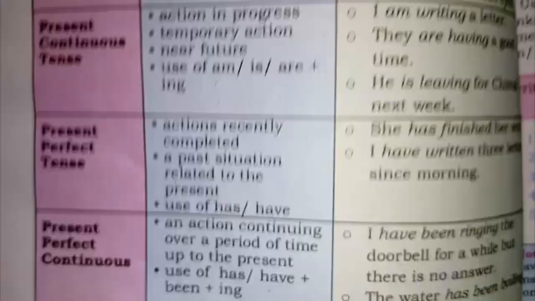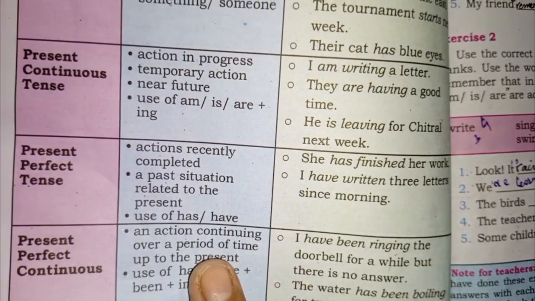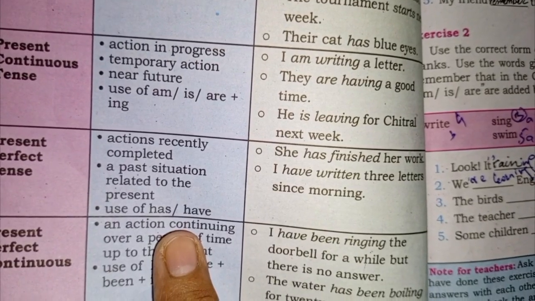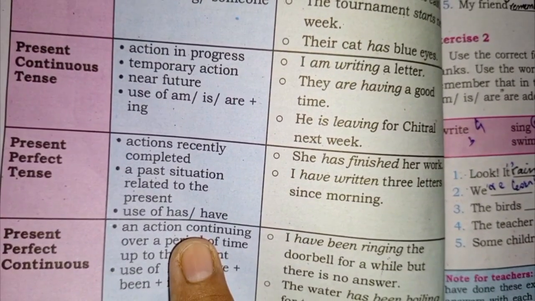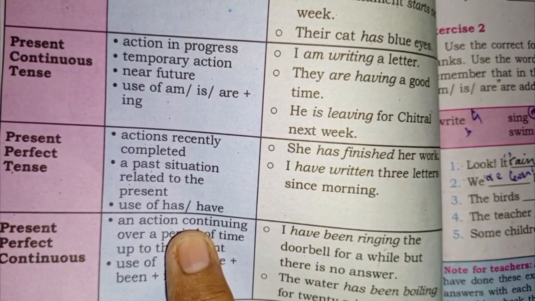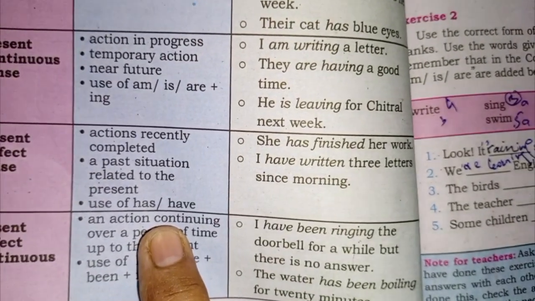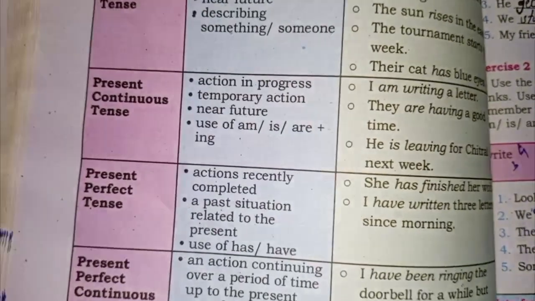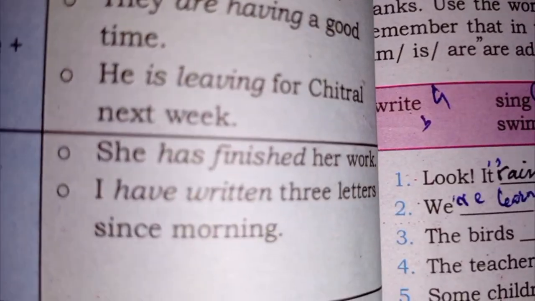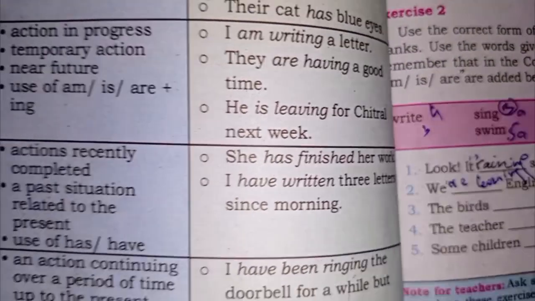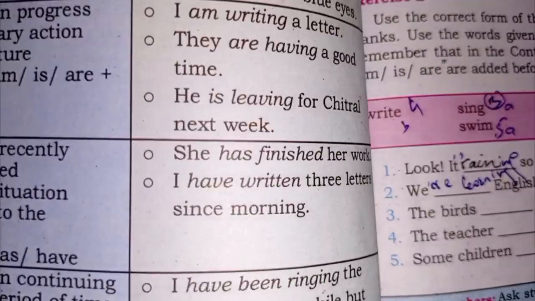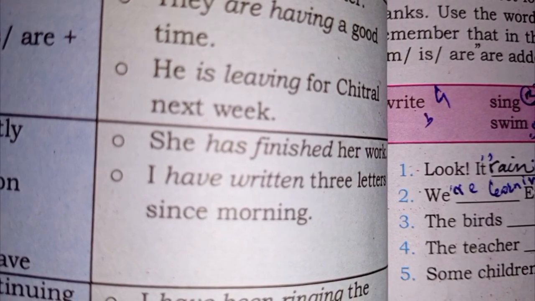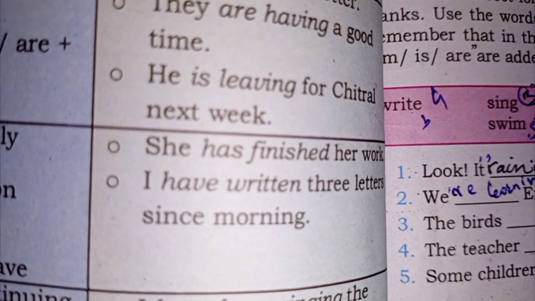But keep in mind that has is always used with a singular person like he, she, it, this, that, or names like Ali, Nasir, Sheena, Seher, and have is always used with plural persons like we, you, they, these, those. So an example to clarify the present perfect: she has finished her work, means has is used with she and finished is the third form of the verb.